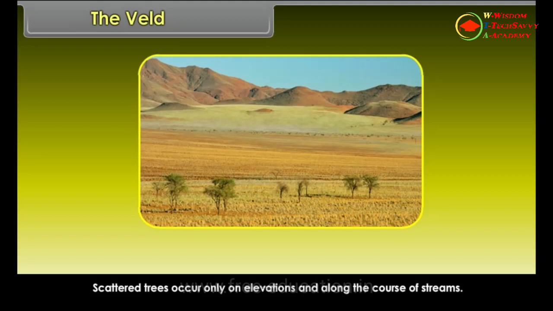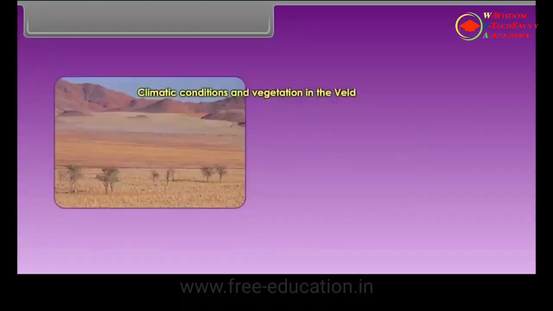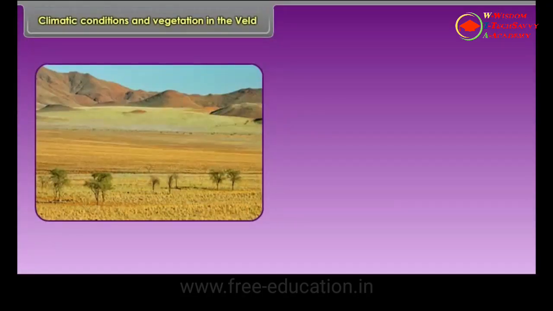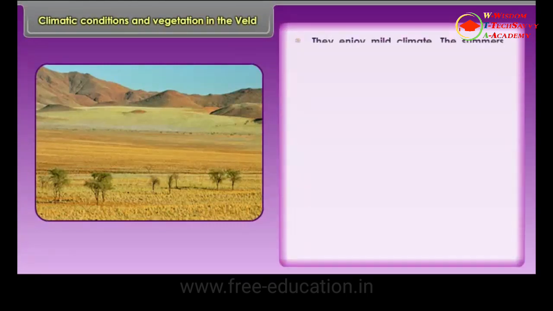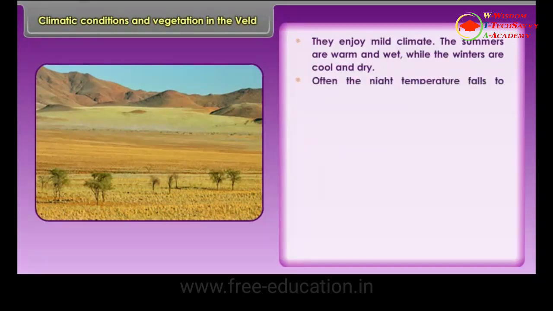Scattered trees occur only on elevations and along the course of streams. Climatic conditions and vegetation in the veldt. They enjoy mild climate. The summers are warm and wet, while the winters are cool and dry. Often the night temperature falls to freezing level.